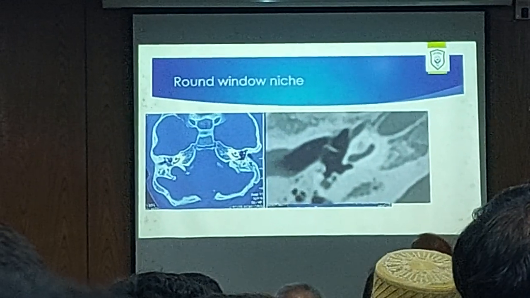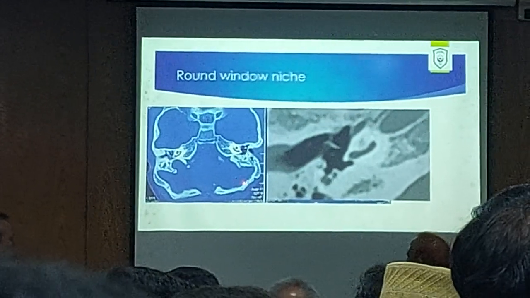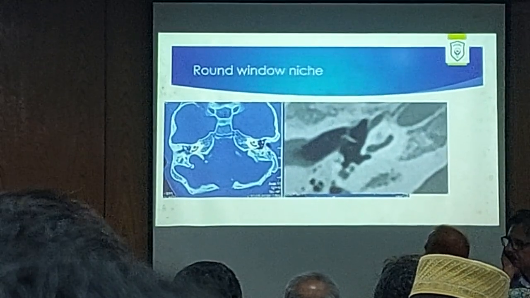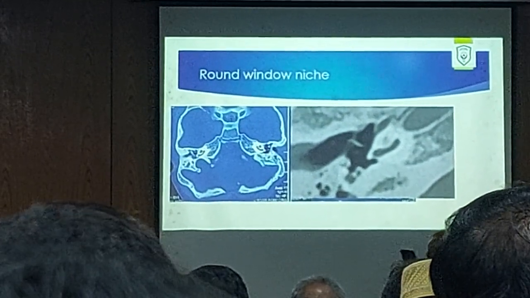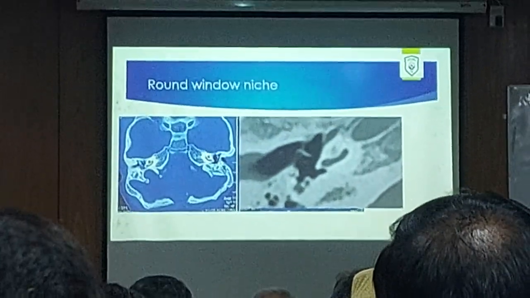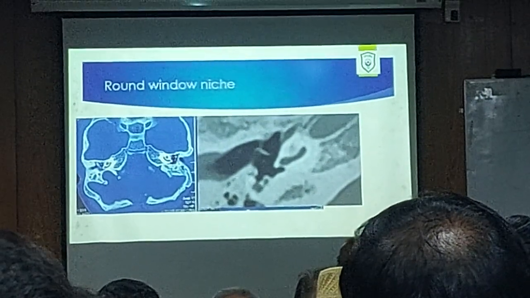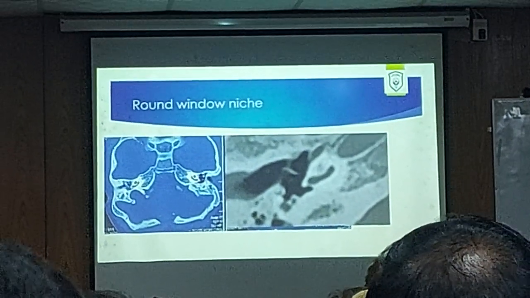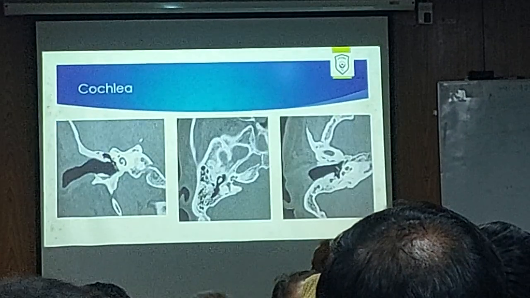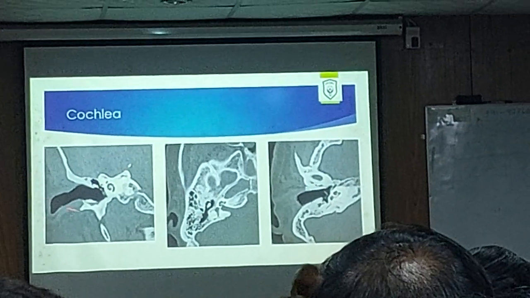Sometimes a solid bone covers the round window niche area. Recently, I operated one case. It's very difficult to find out. The full round window area was covered with a solid bone. So if we don't have adequate pathological or abnormalities knowledge, then we cannot find this problem and solve it.